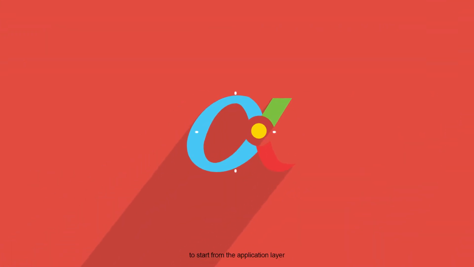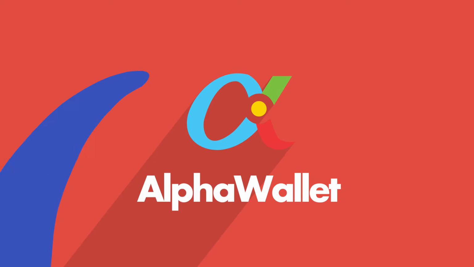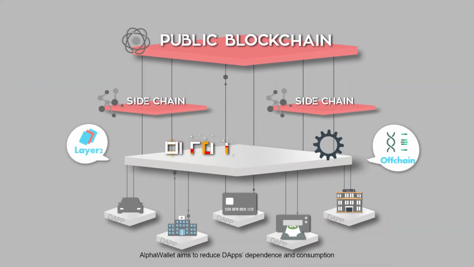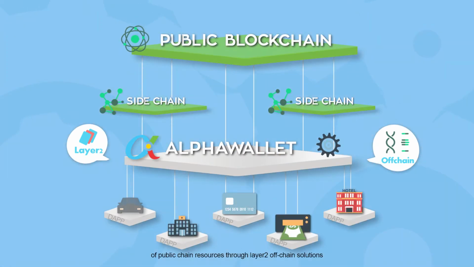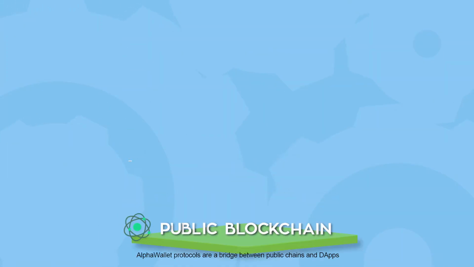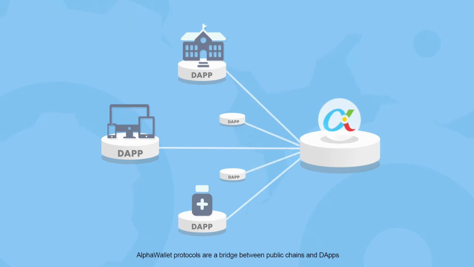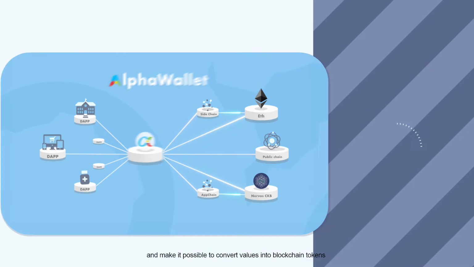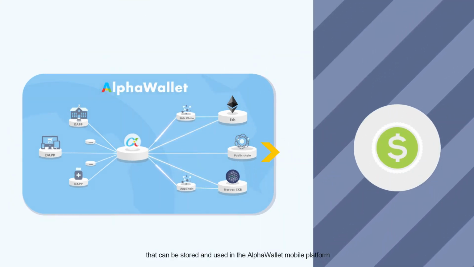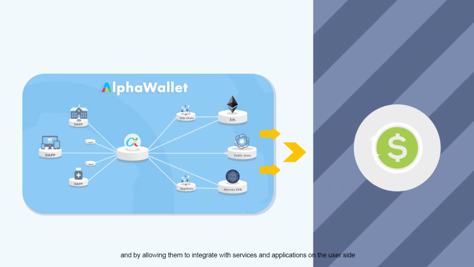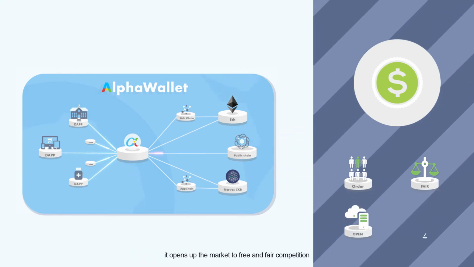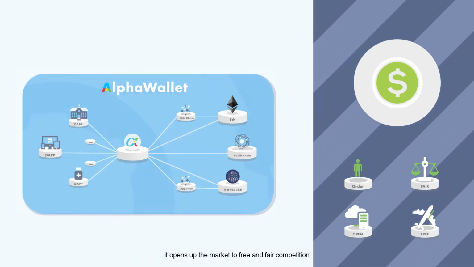To start from the application layer, AlphaWallet aims to reduce DApps' dependence and consumption of public chain resources through Layer 2 off-chain solutions. AlphaWallet protocols are a bridge between public chains and DApps and make it possible to convert values into blockchain tokens that can be stored and used in the AlphaWallet mobile platform. These tokens hold values and functions, and by allowing them to integrate with services and applications on the user side, it opens up the market to free and fair competition.